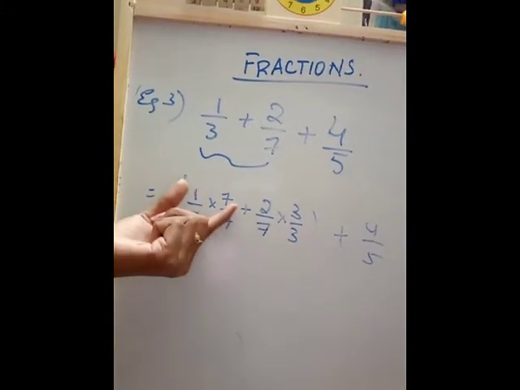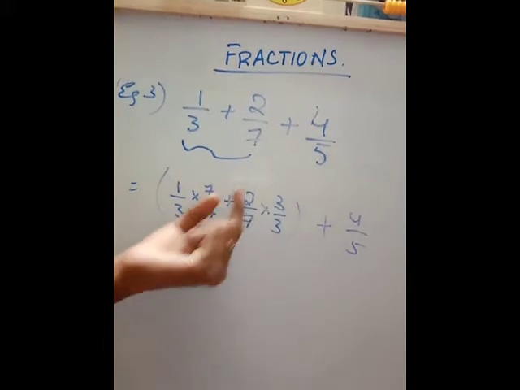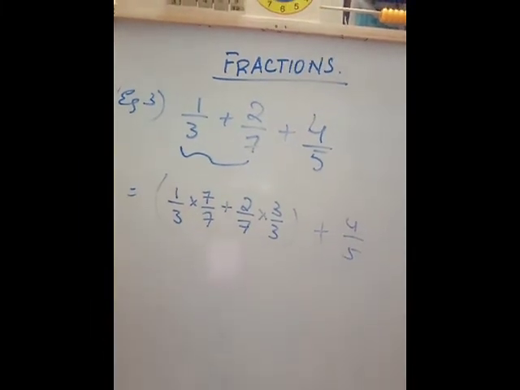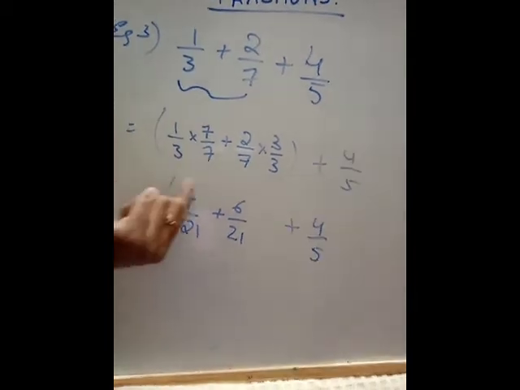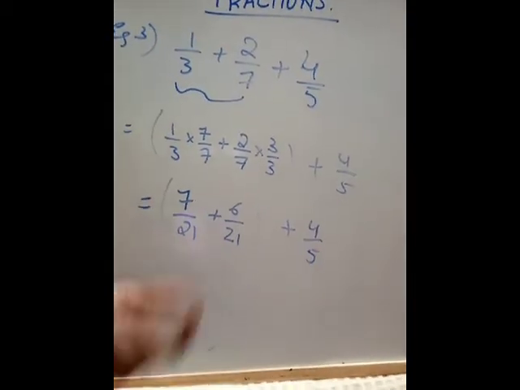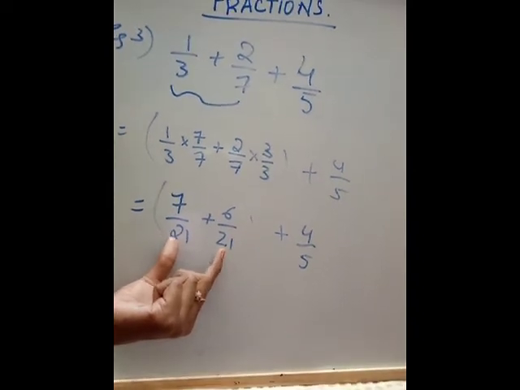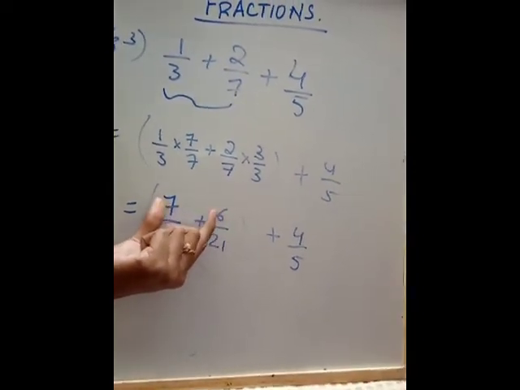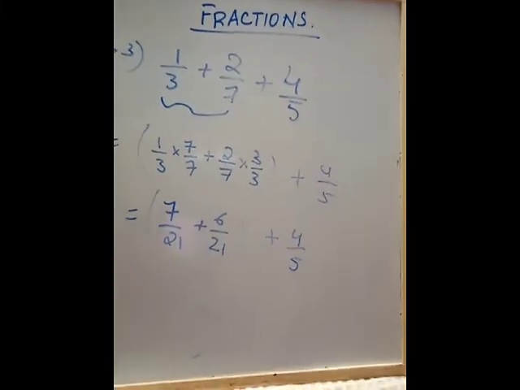Now do this calculation. 1 into 7, 7. 3 into 7, 21. 2 into 3, 6. 7 into 3, 21. So this is 7 by 21 plus 6 by 21. Now you can observe these two have the same denominators. So you have to add the numerators. 7 plus 6, 13. So 13 by 21.